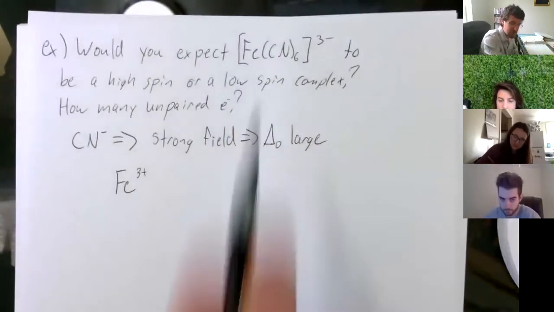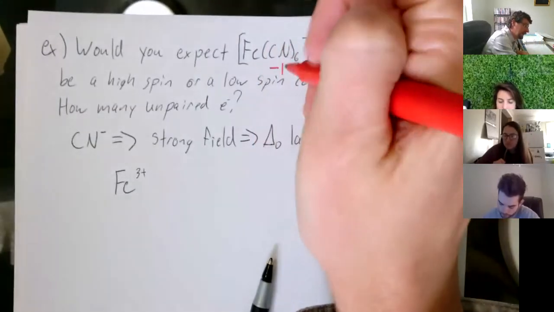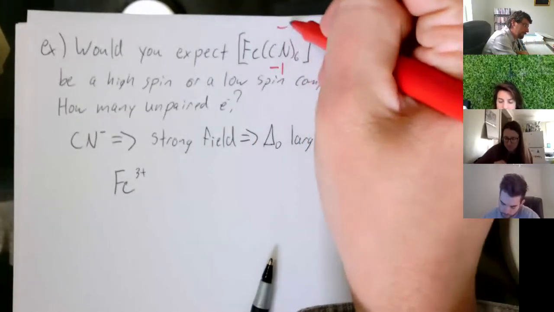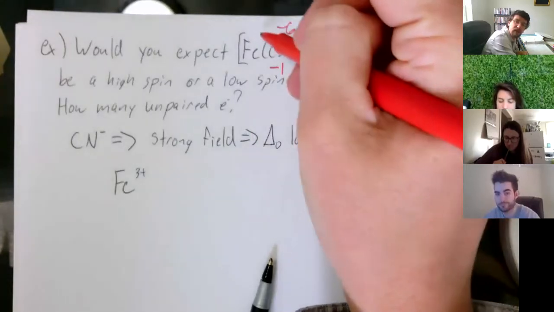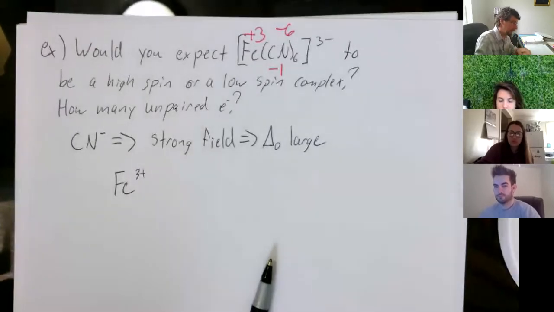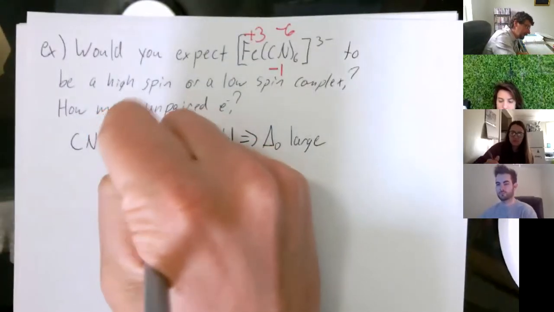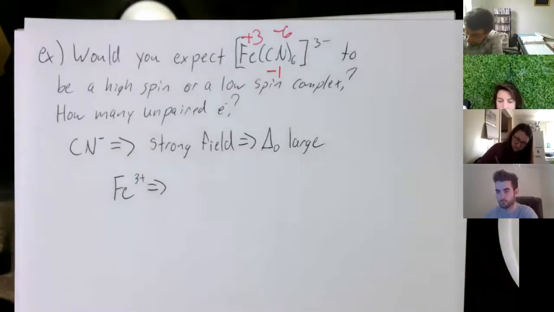Remember, what's the charge on each cyanide? -1. Overall charge on the cyanides? -6. Yep. Now, whatever the iron is has to add to that -6 to get -3, so plus 3, right? Okay, so we've got iron 3+. Let's check out the periodic table.